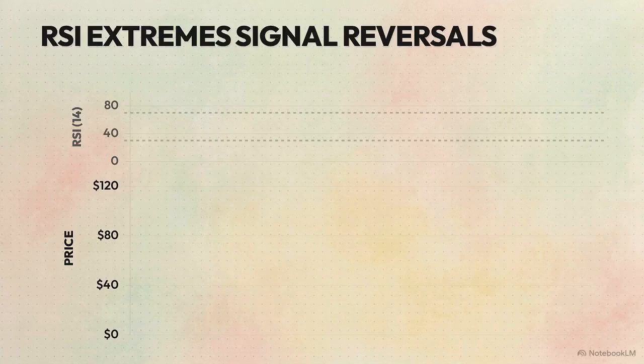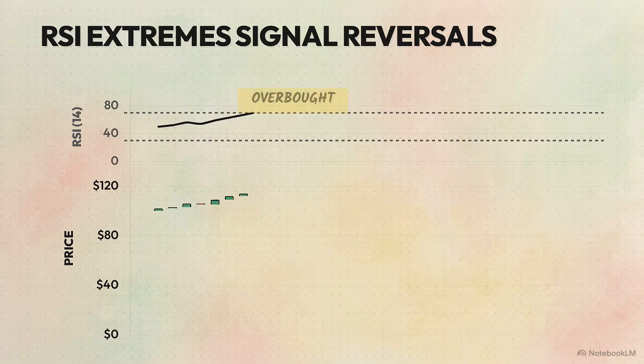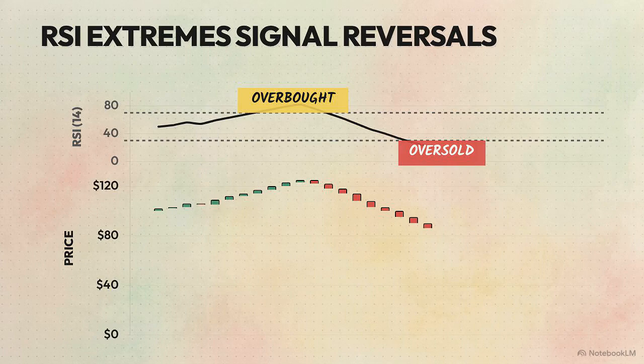On this chart, when the RSI line crosses the 70 mark, the asset enters the overbought zone. At this level, the data suggests buyers have reached a point of exhaustion, significantly increasing the probability of a downward reversal. Conversely, when the RSI line drops below the 30 mark, the asset is considered oversold. This indicates that sellers are losing momentum, often signaling an upcoming upward move.